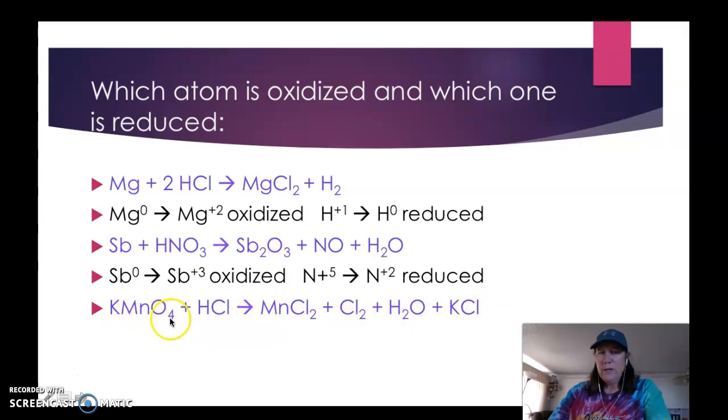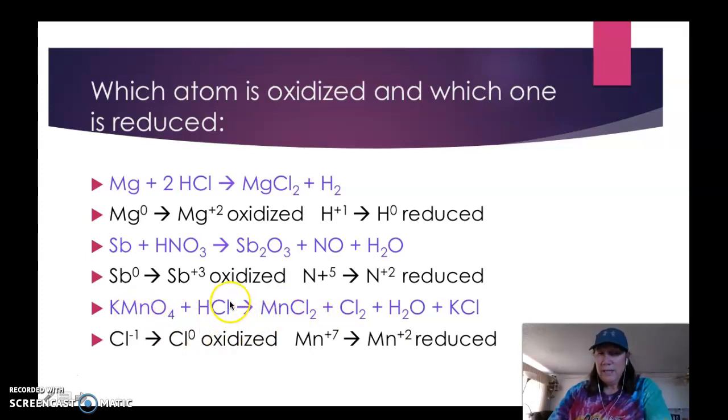Okay, so here I have 4 oxygen. 4 times -2 is -8. Potassium is +1. So manganese must be +7. +1, +7, that's +8. This is -8. So here manganese is +7. Over here, chlorine's -1 and there's 2 of them, so it's -2, so manganese is +2. So it goes from 7 to 2.